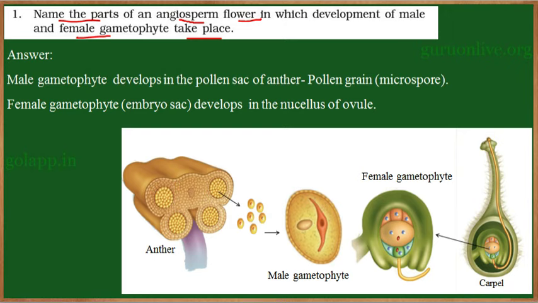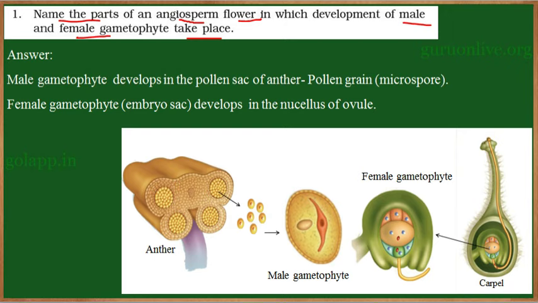So within the flower, in which part of the flower does the male and the female gametophyte development occur? Now this is the question. A flower can be bisexual or unisexual. If it is bisexual, it contains both androecium and gynoecium within the same flower. If it is unisexual, it will have either androecium or gynoecium.